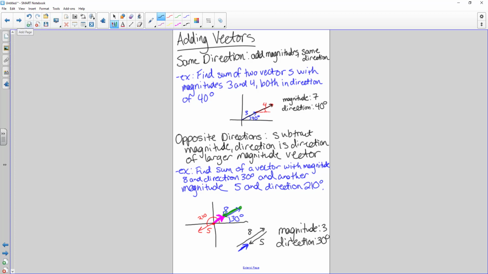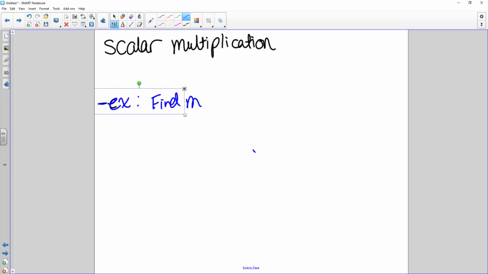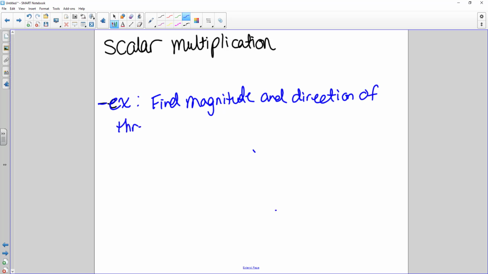Okay, the next one is one more basic one before we get to something with a few more steps. Scalar multiplication is something like this. Again, I'll leave some space for a definition, but let's say we wanted to find the magnitude and direction of 3 vectors with magnitude 4 and direction 70 degrees.